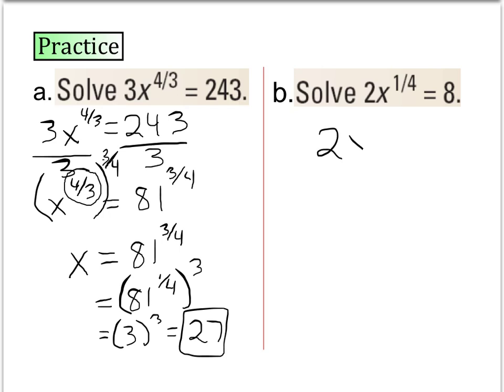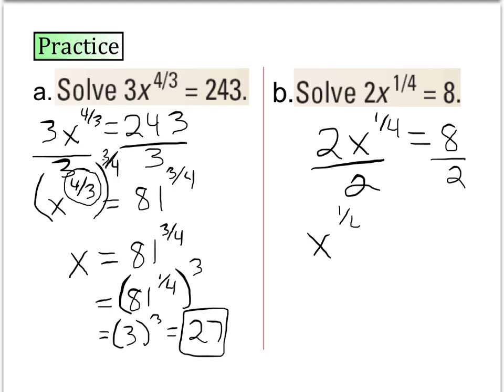Okay, let's work on this example. Same idea, we want to get x by itself, so we divide both sides by 2. We end up with x to the 1/4 equals 4. Now we want to raise both sides to the 4 to get rid of the 1/4. So 4 times 1/4 will leave us with x, and 4 raised to the 4 is 256.